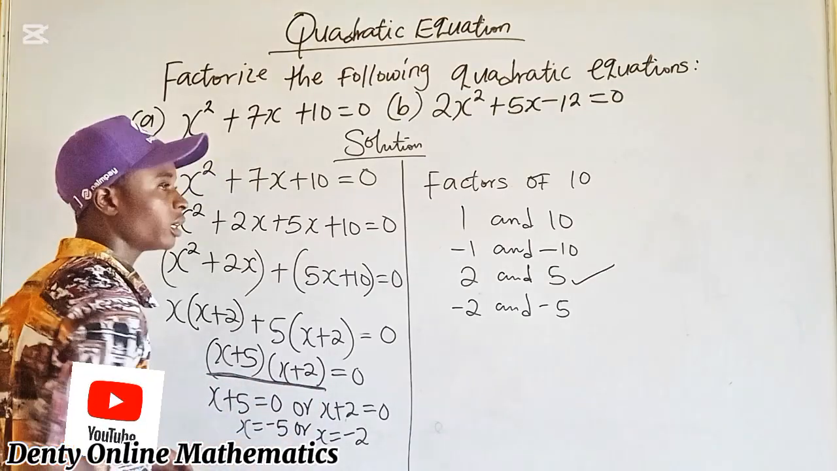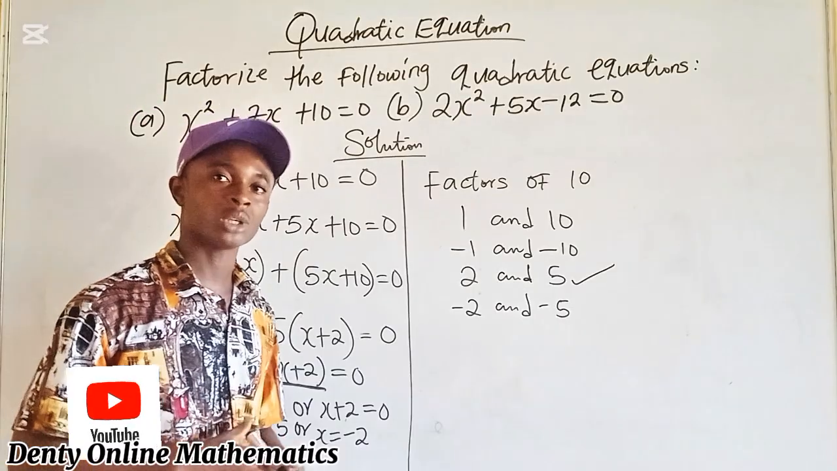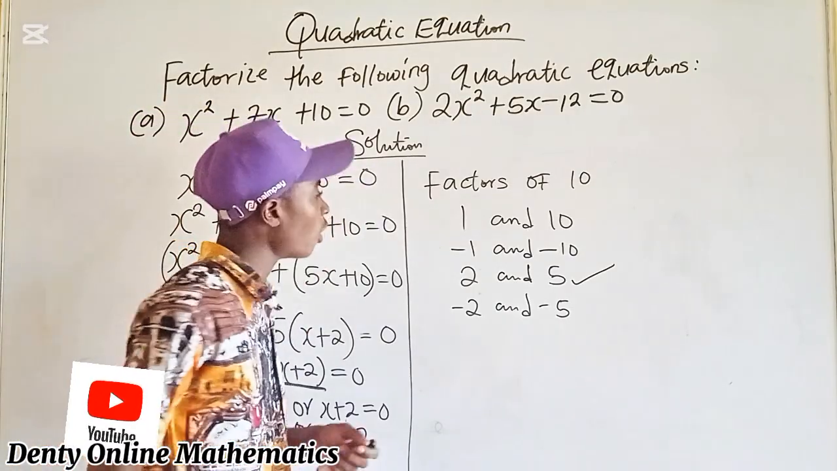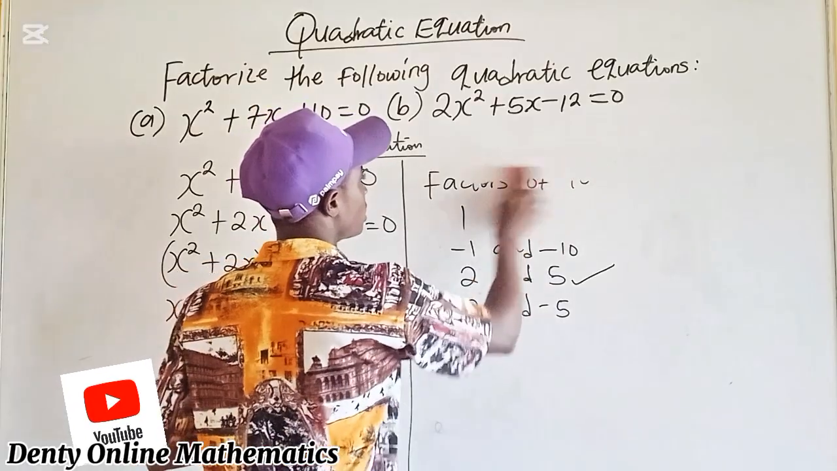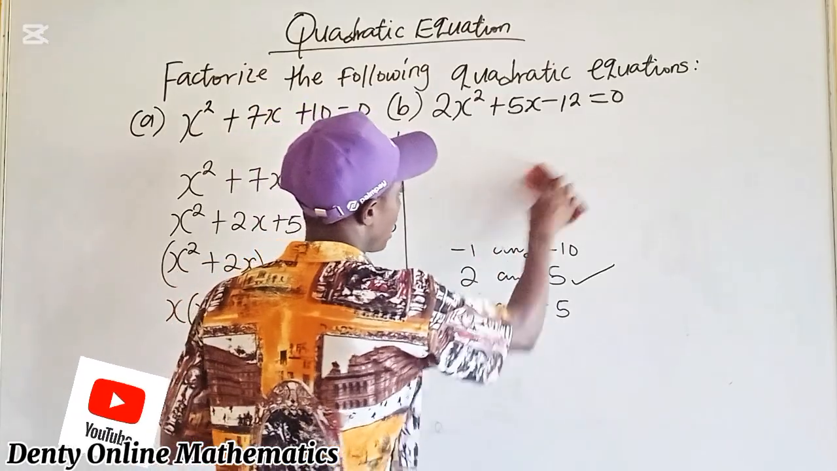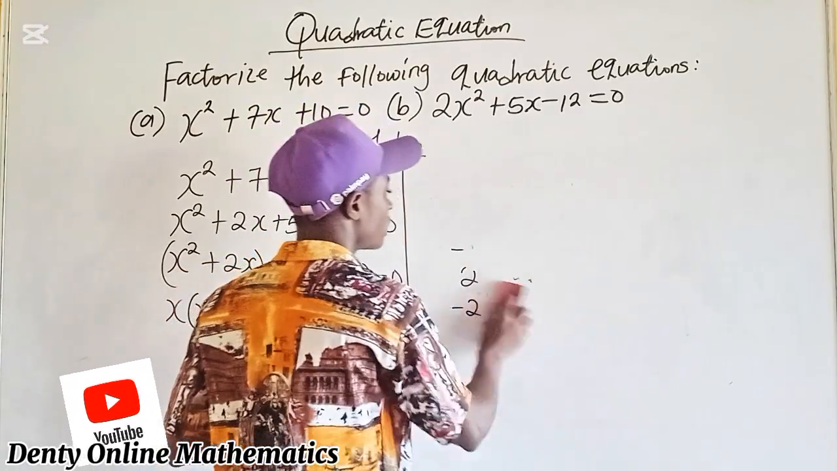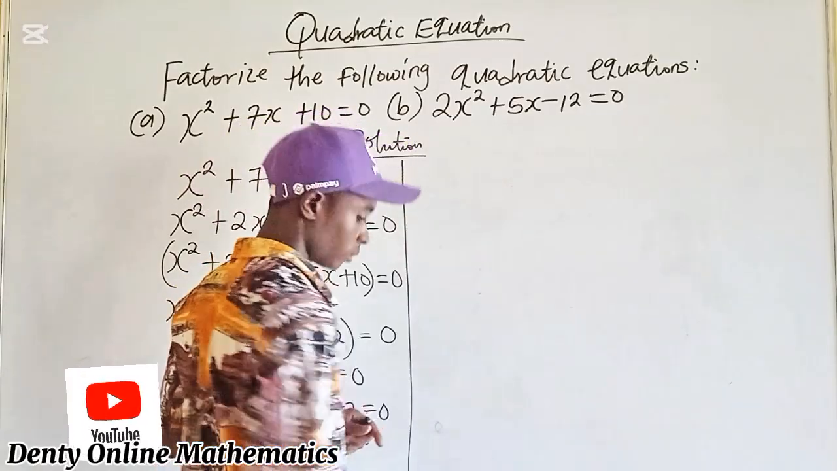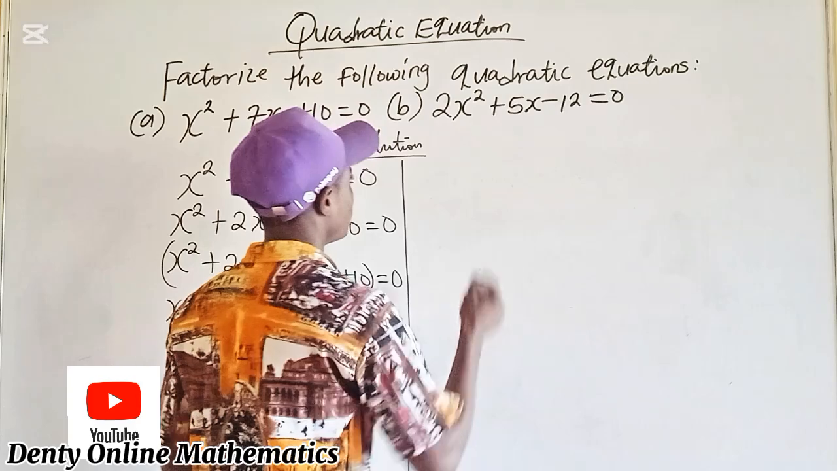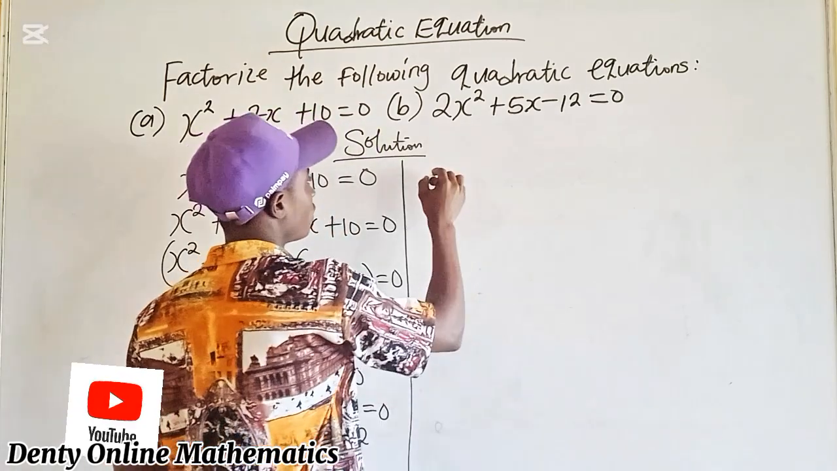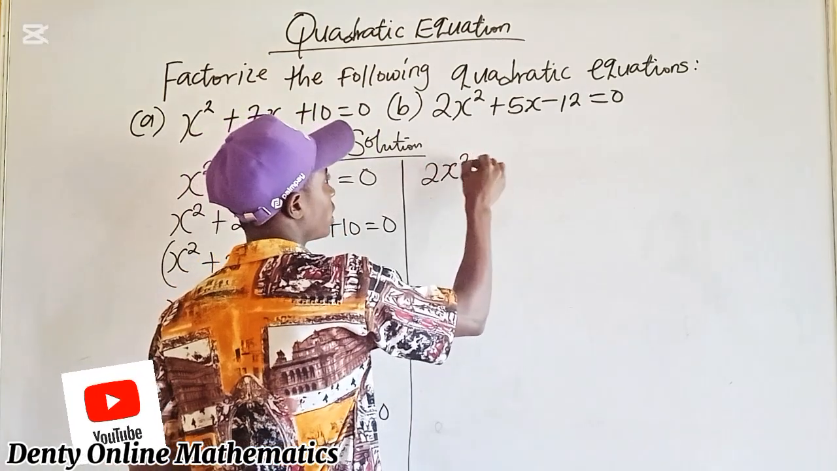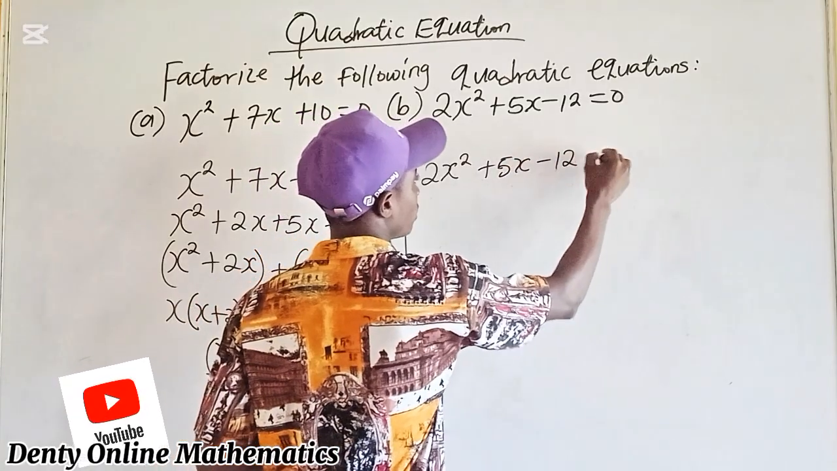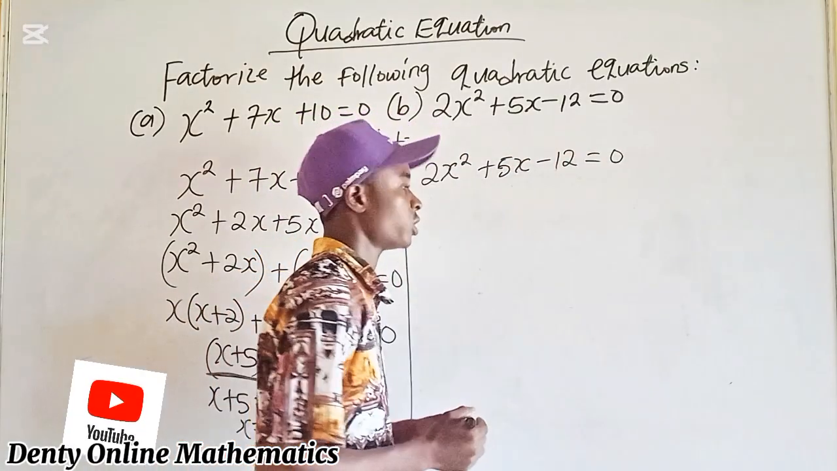So if you're solving, it means you're looking for the solution of the equation. You get? Now let's move forward to attempt the second one that we have. All right. Now for this second one, we have 2x squared plus 5x minus 12 is equal to 0.